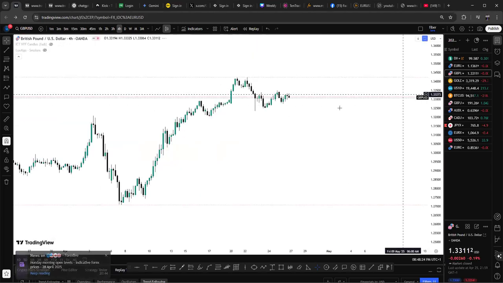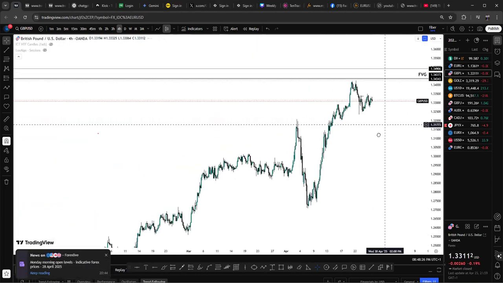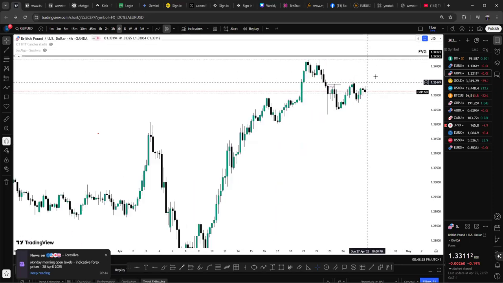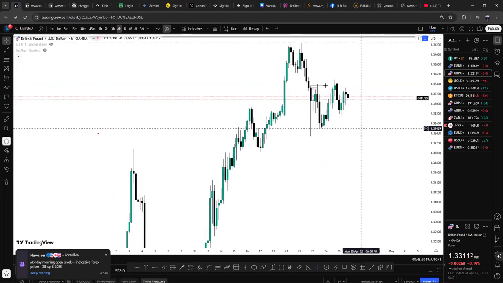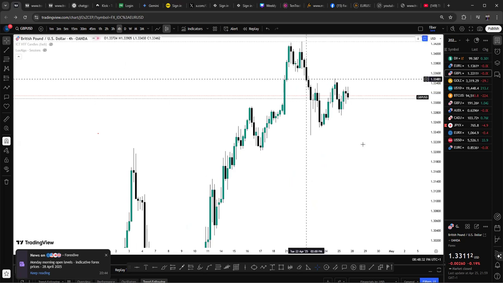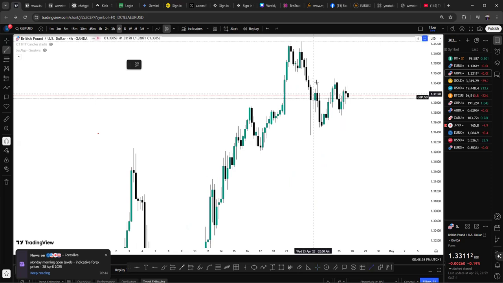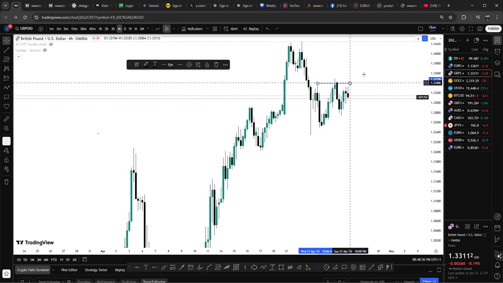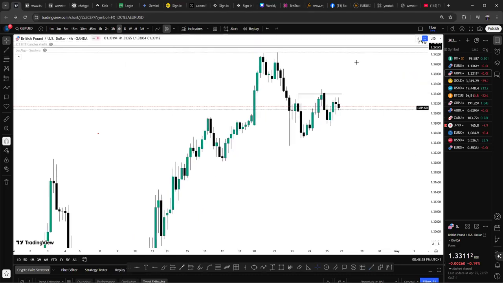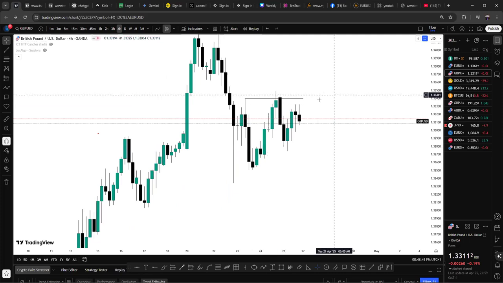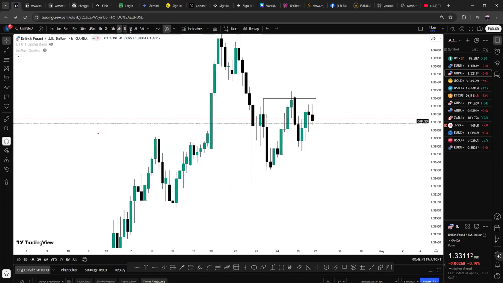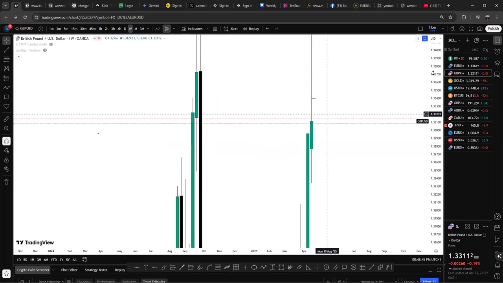Let's look at GBP USD now. GBP USD actually already took out the inducement high that we were looking at on Euro USD. Can you guys imagine? So this could have been an SMT for us to consider, but let's see how it looks on the weekly.